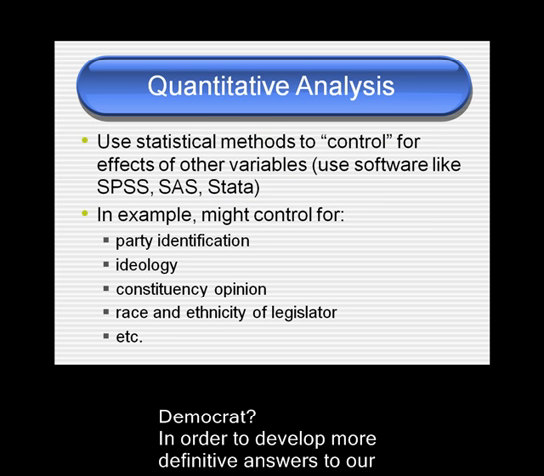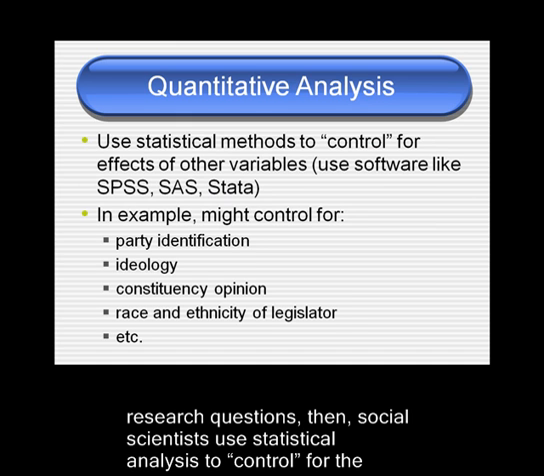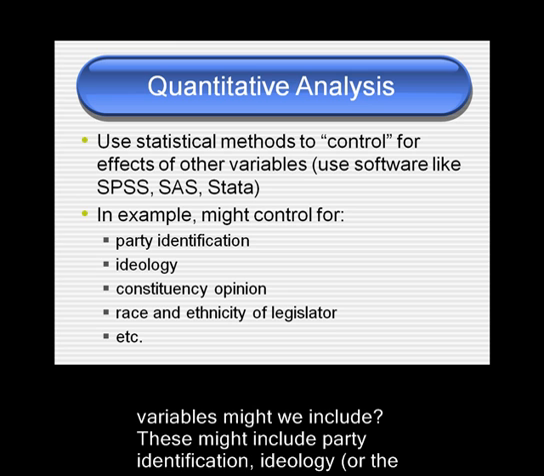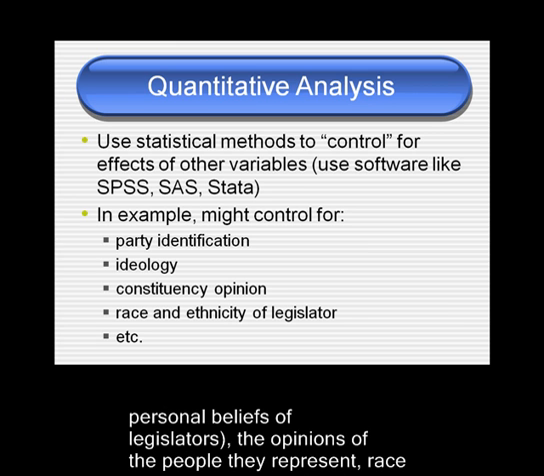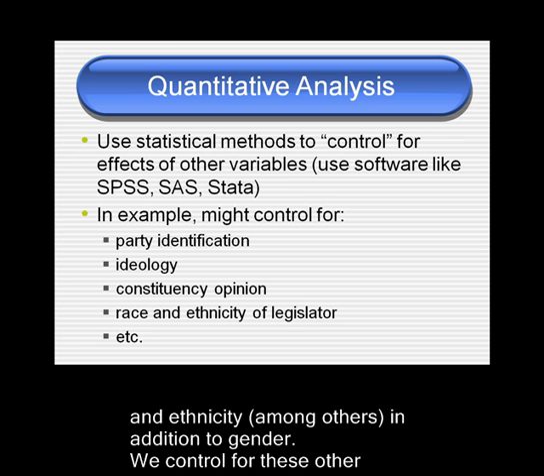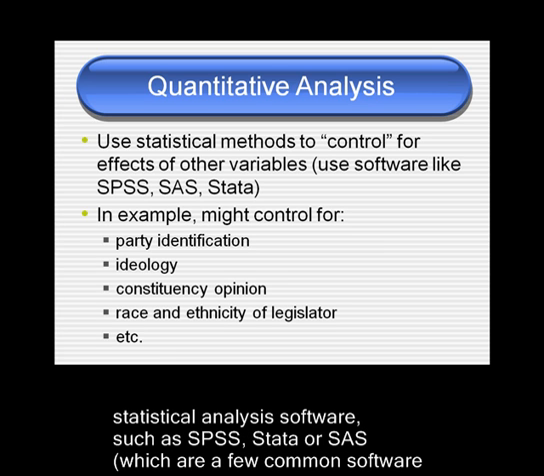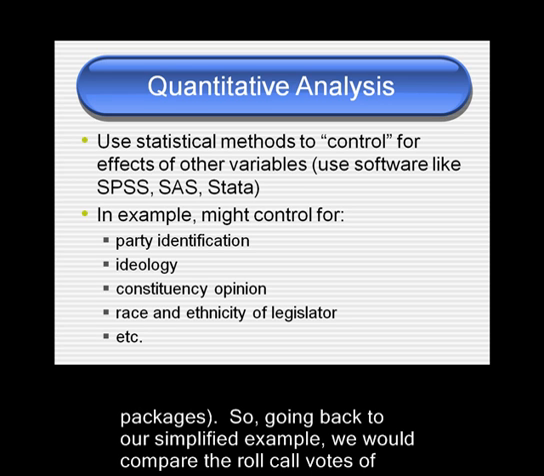In order to develop more definitive answers to our research questions, then, social scientists use statistical analysis to control for the effects of other variables that might explain our dependent variable. What control variables might we include? Party identification, ideology, the opinions of the people they represent, race and ethnicity, among others, in addition to gender. We control for these other variables by holding them constant over a large number of cases, or legislators, using statistical analysis software such as SPSS, Stata, or SAS, which are a few common software packages.